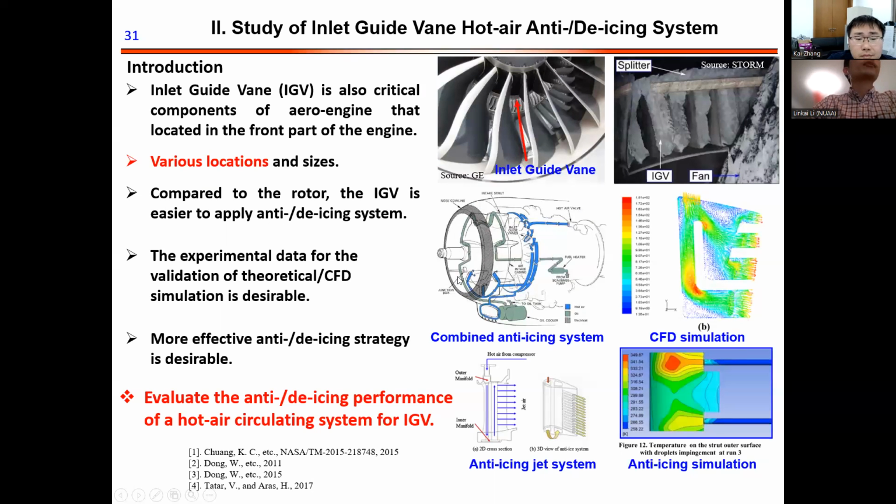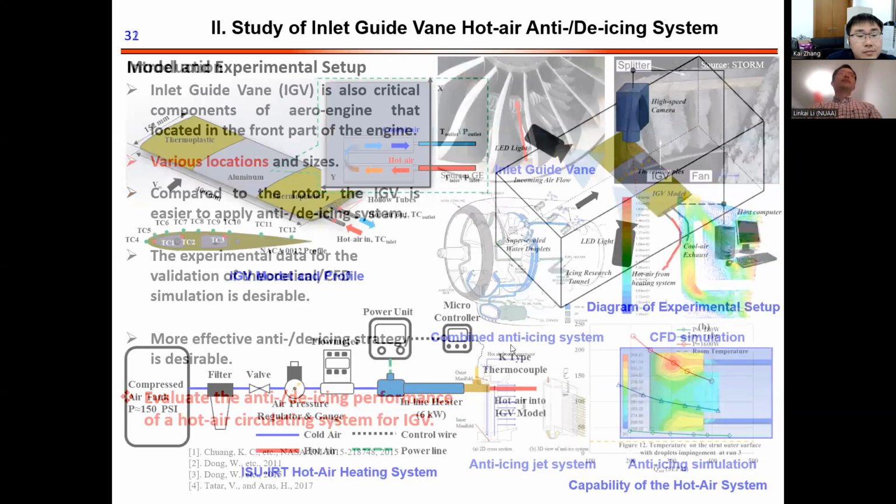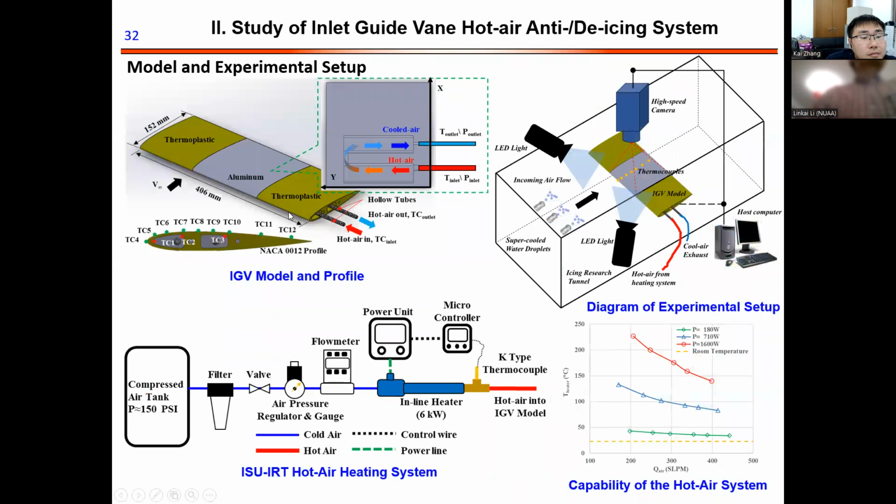As you know, the inlet guide vane is easier to apply the anti- and de-icing system, because for the aero-engine, they can use hot air to blow the inlet guide vane. And for this research topic, I want to evaluate the anti-icing and de-icing performance of a hot air circulating system for the inlet guide vane. So we developed an IGV model, and this is a NACA 0012 profile, which represents the inlet guide vane for the aero-engine.